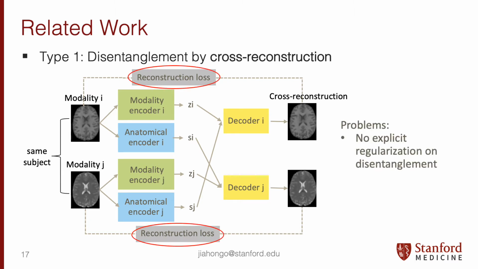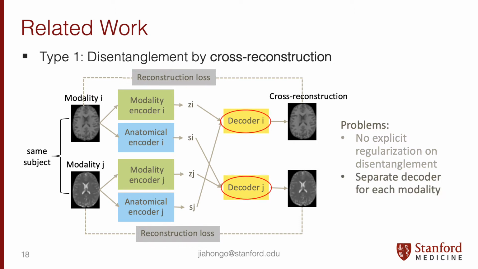But the problem of this type of method is obvious. It does not explicitly regularize the disentanglement. Also, usually this method uses separate decoders for each modality. And this can lead to a problem where the anatomical representation can still carry some modality information, as long as the decoder is good enough to remove this information.